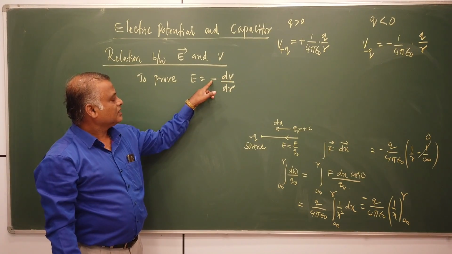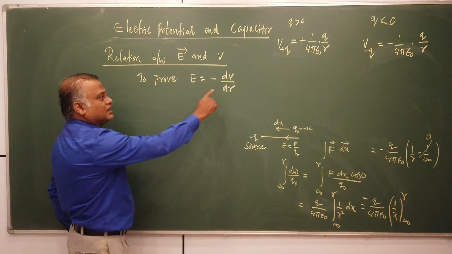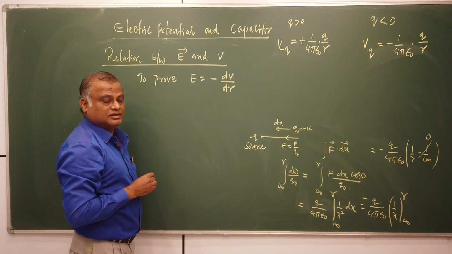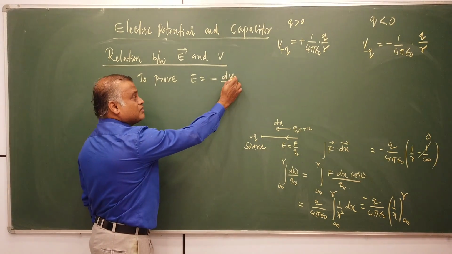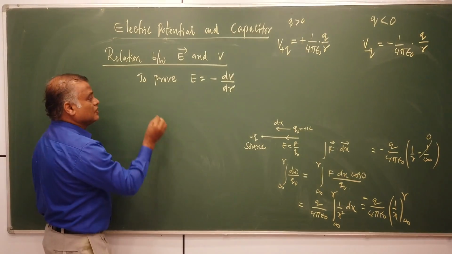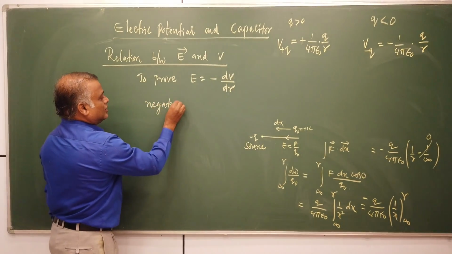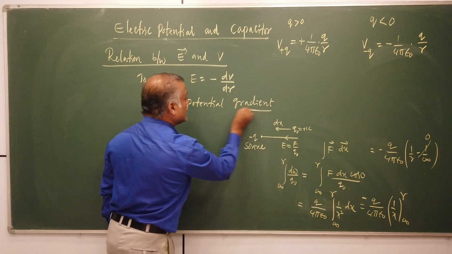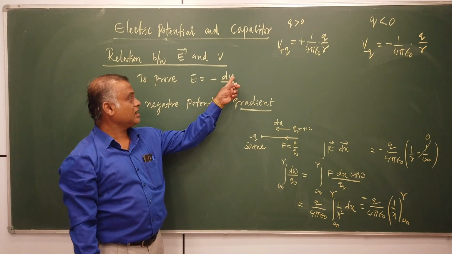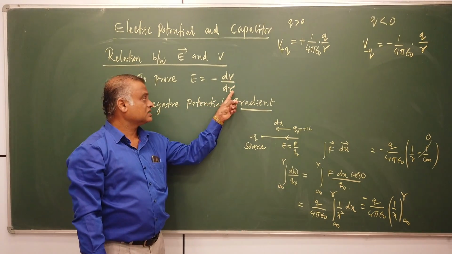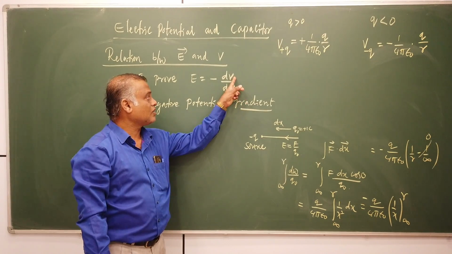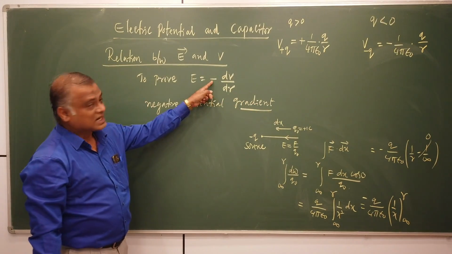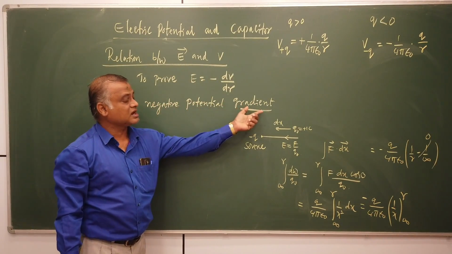Here, this formula itself, we say that any physical quantity that is measured with respect to some distance, we call that a gradient. Any physical quantity measured with respect to distance is known as gradient. Here what is the quantity now? Potential. Potential gradient. Here with negative sign, you must say negative potential gradient.